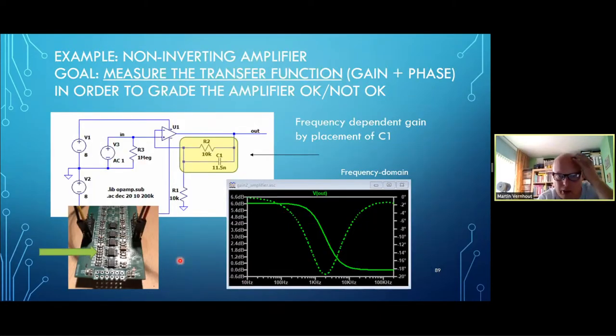The final example is I have a small amplifier. It does amplify 2 times, or 6 dB, and there is some frequency dependent gain. And actually the goal is, let's measure the transfer function in order to grade if the amplifier is okay or not.